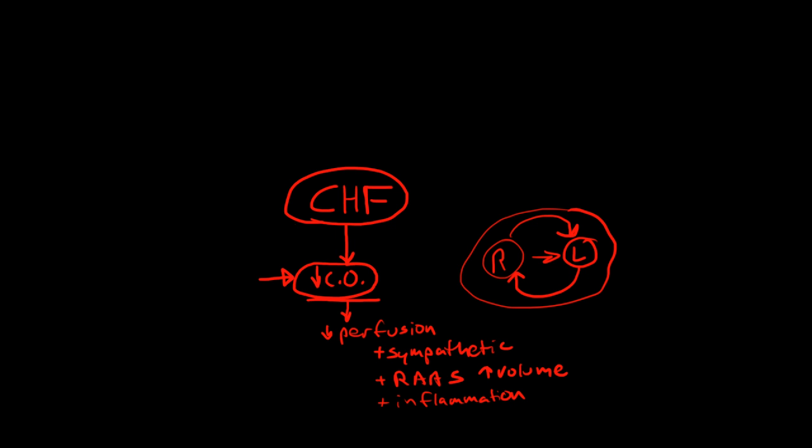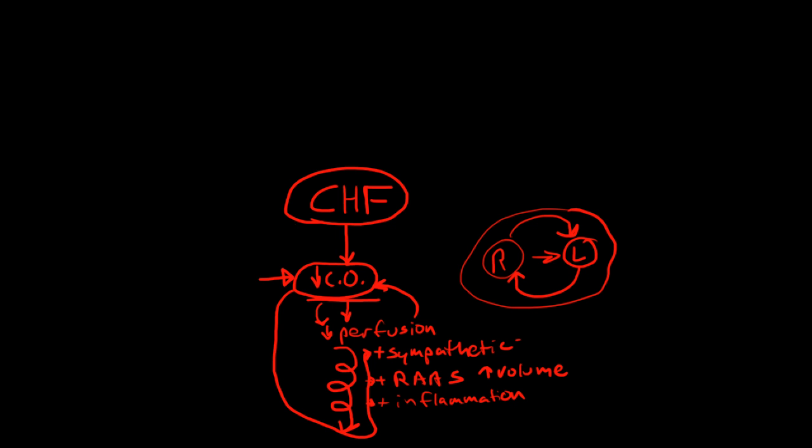Now, interestingly enough, all of these things work together to create a downward spiral. So we end up with worsening congestive heart failure, which causes more sympathetic stimulation, activation of the renin, angiotensin, aldosterone system, and more inflammation, which worsens cardiac output and worsens perfusion, and it just keeps getting worse and worse and worse. So we have a positive feedback loop, which ends up in a vicious cycle, just making the situation worse and worse. So why does this occur?